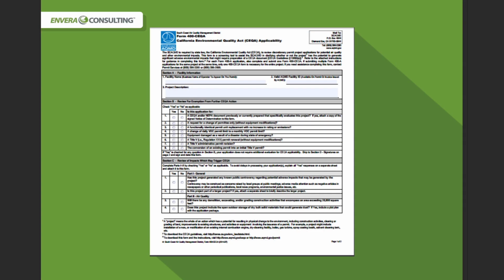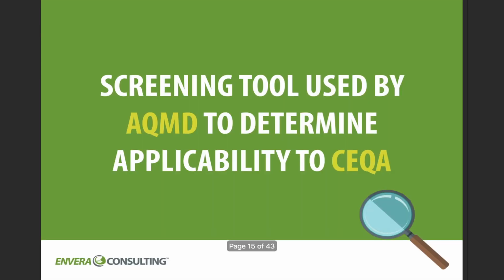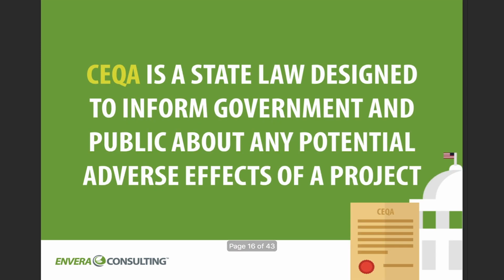The second form here that we see on the screen is a Form 400 CEQA. And CEQA simply stands for the California Environmental Quality Act. Now, the CEQA form or the Form 400 CEQA is simply a screening tool used by the AQMD to determine if the project or the piece of equipment being permitted is subject to CEQA. Now, CEQA is a state law designed to inform the government as well as the public about any potential adverse effects to the environment due to the project.